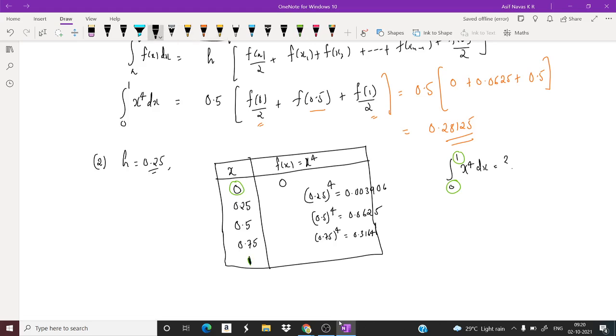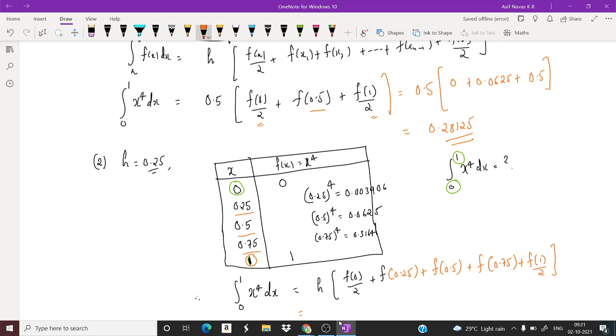So 1 raised to 4 is 1. So therefore the integral from 0 to 1 of x raised to 4 dx is equal to, by the trapezoidal rule, h into f of 0 by 2 plus f of 0.25 plus f of 0.5 plus next is f of 0.75 plus last one is f of 1 by 2.